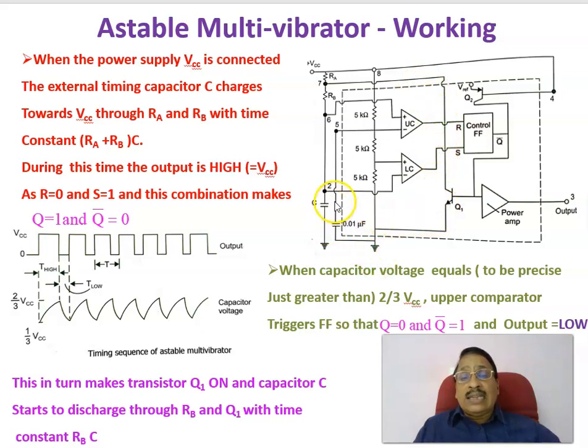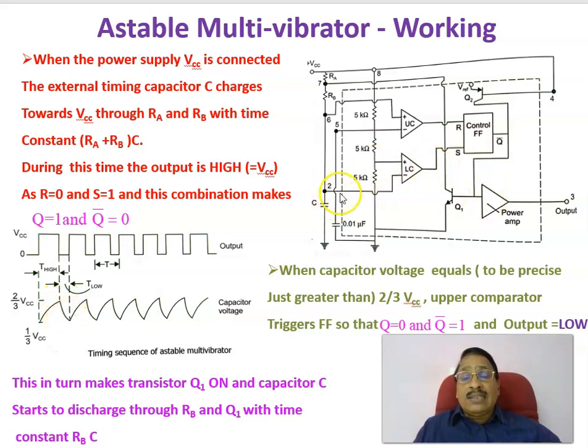Therefore the discharging of the capacitor takes place. The capacitor, already charged up to 2 by 3 VCC, is discharged through this path, through RB, and then through the transistor, to the ground, with a time constant RB into C. Therefore the discharging has a time constant equal to RB into C.